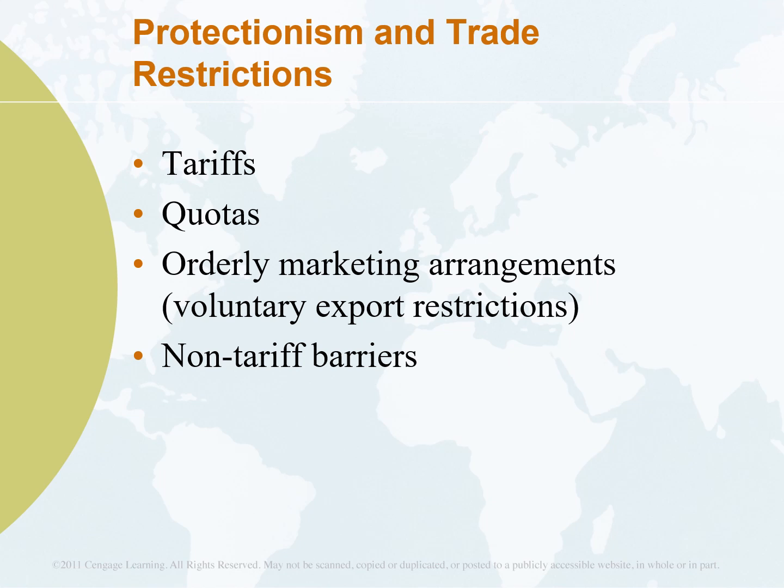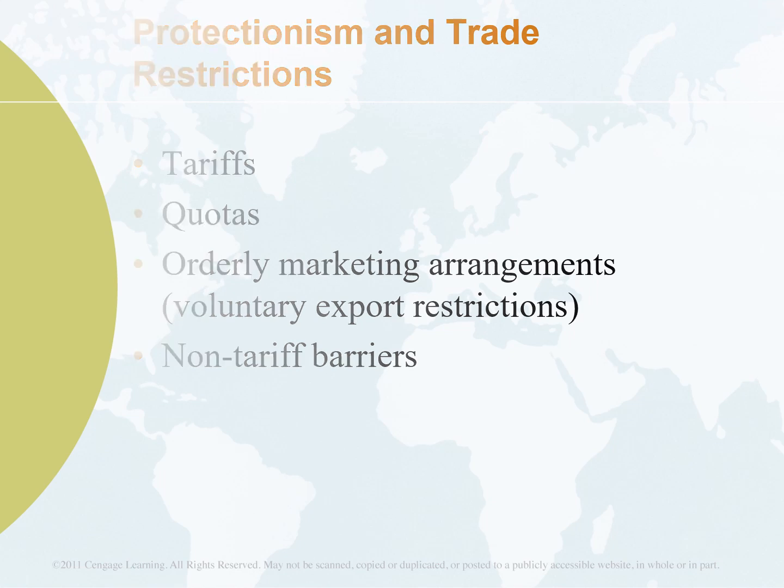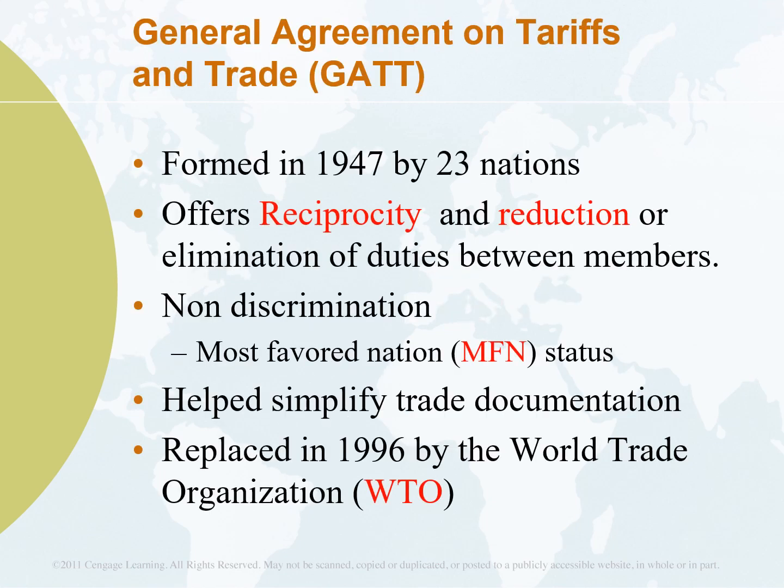There are also non-tariff barriers. For example, some country may say, to make cars in this country, you have to have, say, 20% of components and parts from this country. You cannot import everything. Those kinds of restrictions to trade are called non-tariff barriers. Okay.